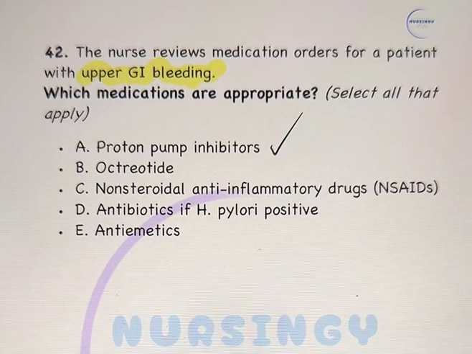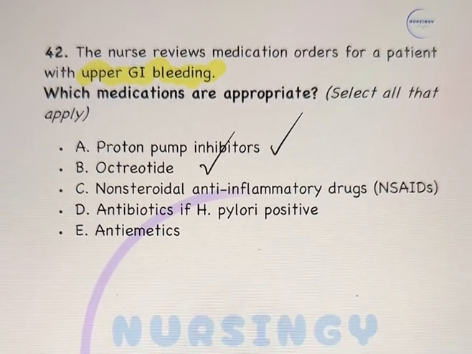What about B, octreotide? We did this medication yesterday. Yes, okay, octreotide is specifically used for esophageal varices. It reduces the portal pressure and it reduces the bleeding. So B is correct.